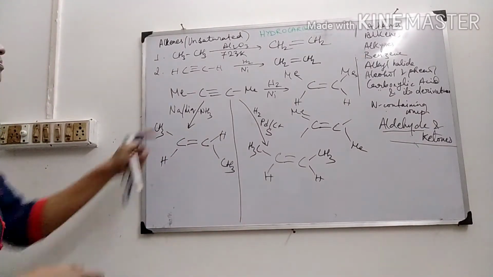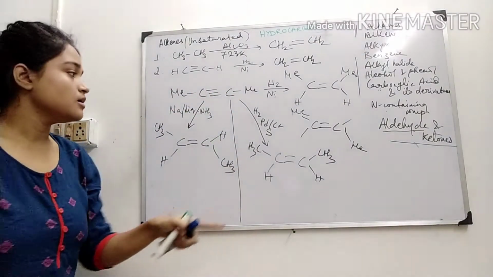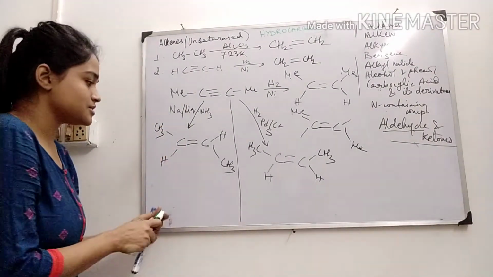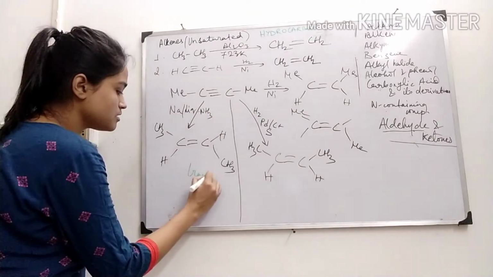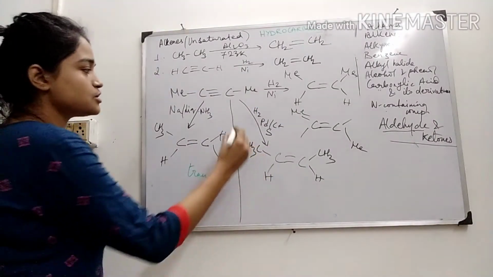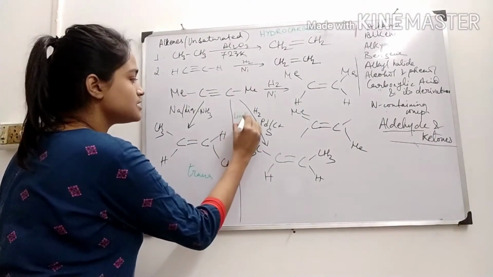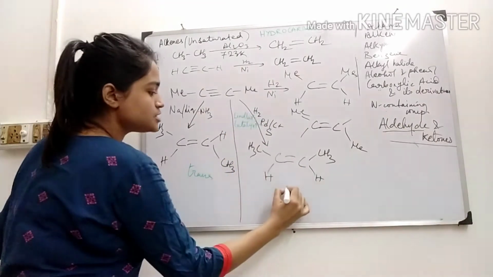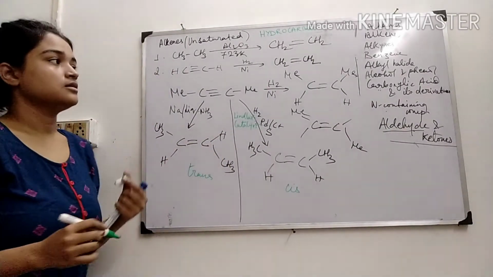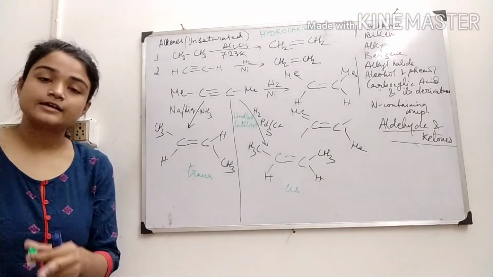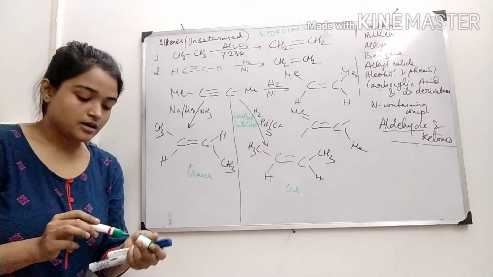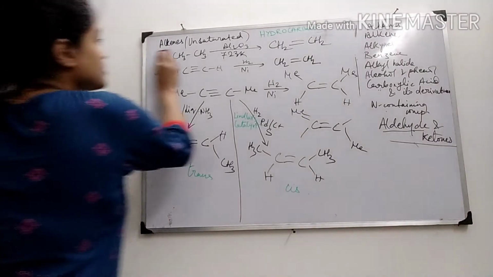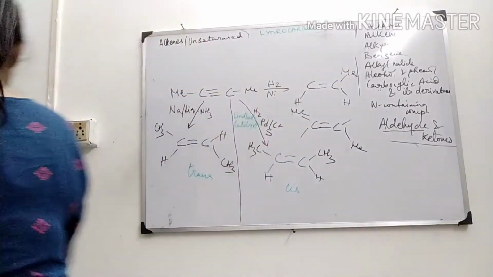So 2-butyne in the presence of sodium and liquid ammonia will give the trans product. And in the presence of Lindlar's catalyst, this will give rise to the cis product. So this is how I can get alkenes from alkynes. Now next is alkyl halides. So let's see the alkyl halides part.